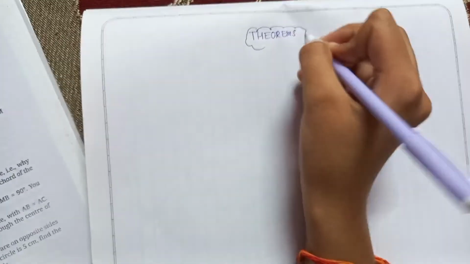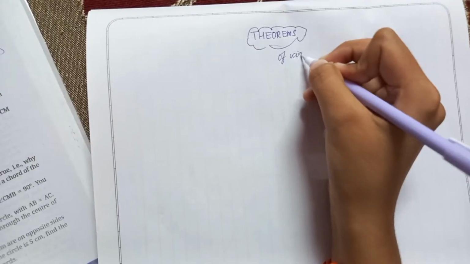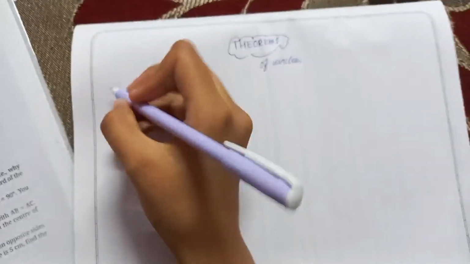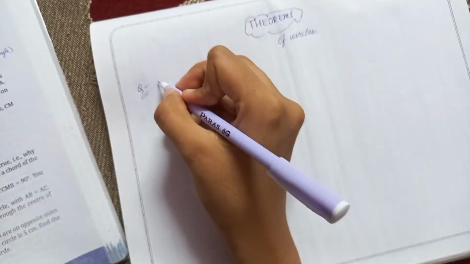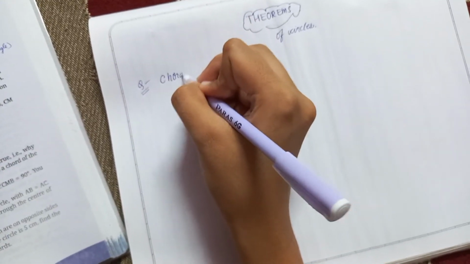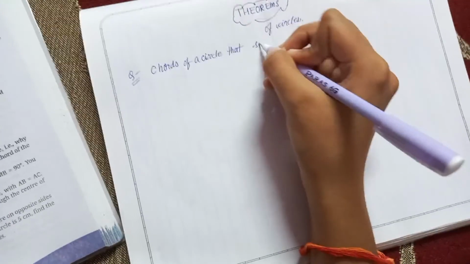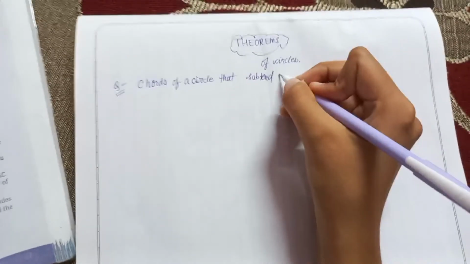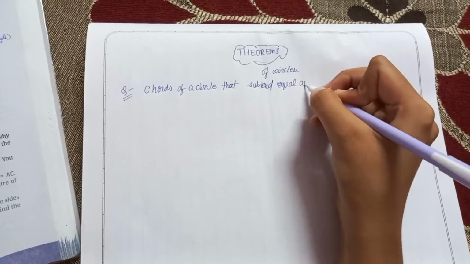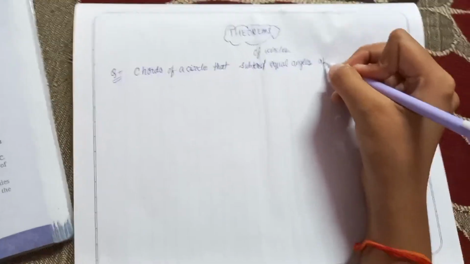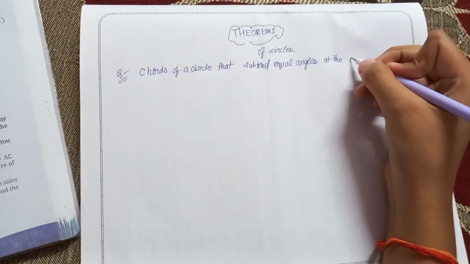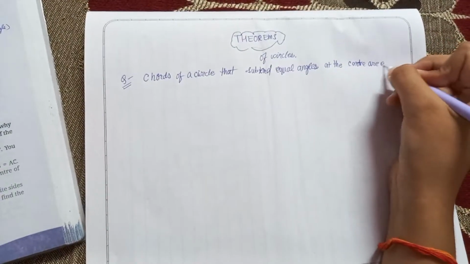Theorems of circles. So we are going to discuss the theorem: chords of a circle that subtend equal angles at the center are equal.